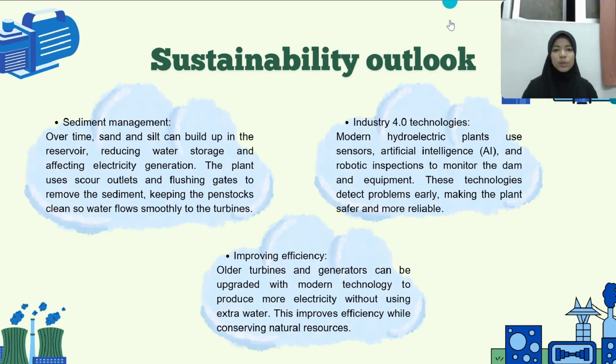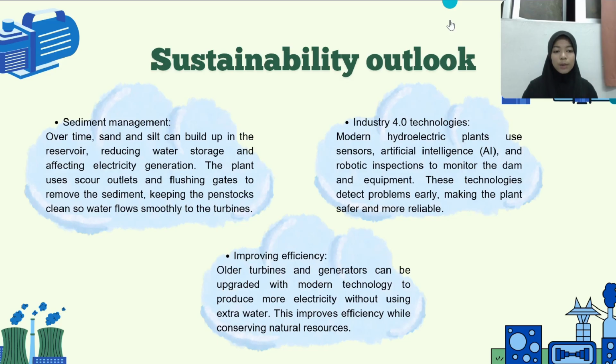Proper management and regular maintenance are very important to ensure that this power plant continues to operate efficiently. First we have sediment management. Over time, sand and silt can build up in the reservoir, reducing water storage and affecting electricity generation. The plant uses scour outlets and flushing gates to remove the sediment, keeping the penstocks clean so water flows smoothly to the turbines.